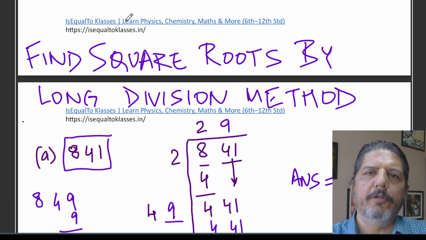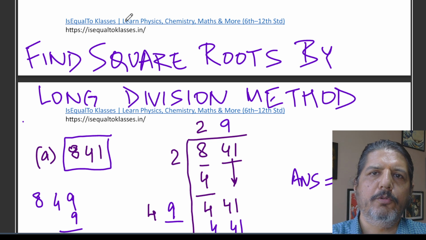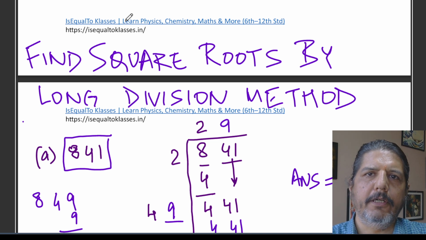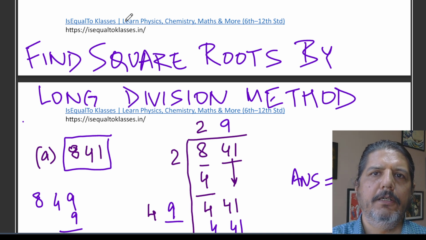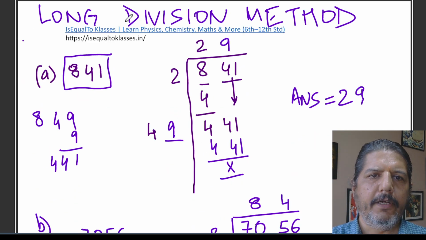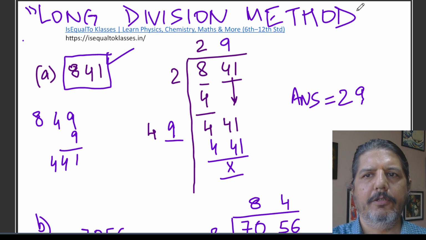In this lecture, we'll be looking at a few examples of how to find square roots by the long division method. I'll be solving a few short examples at first, and then we'll solve one or two questions also. Let's start. So find the square root of 841 by long division method.